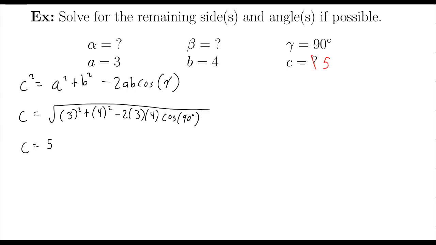Okay, so now we have to find our angle alpha and angle beta. Okay, so let's use the law of sines here. So sine of alpha, doesn't really matter which one you use first, alpha or beta. Sine of alpha over 3 equals sine of 90 degrees over 5. So we multiply both sides by 3 and then use our inverse sine button on our calculator to get our answer. Oops.